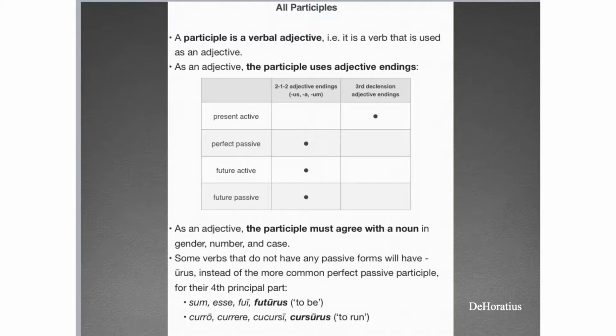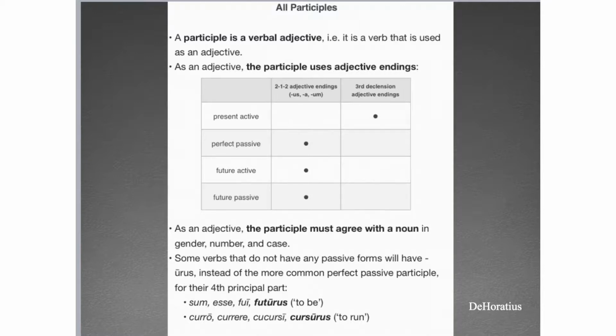All right, just remember from last week that participles are verbal adjectives. They are verbs that act like adjectives or that are used as adjectives. So they'll come from verbs, but they'll have adjective features in that they'll have gender, number, and case, and more important, they will agree with a noun.